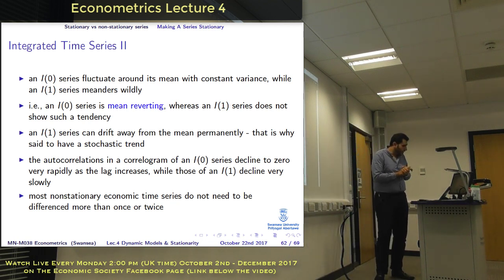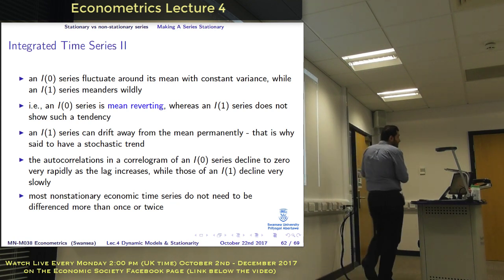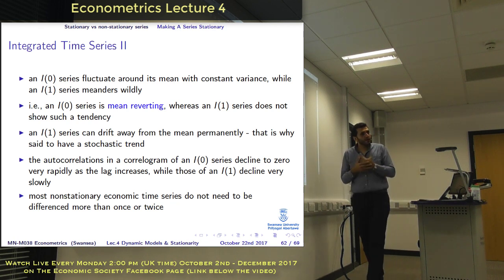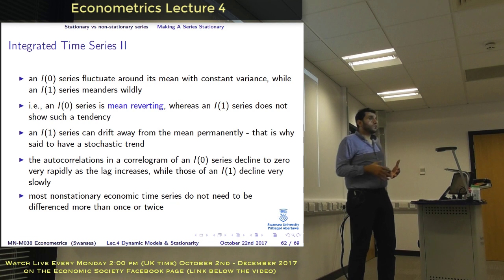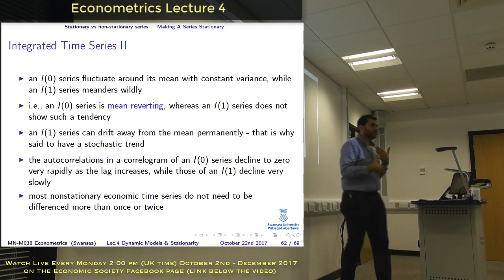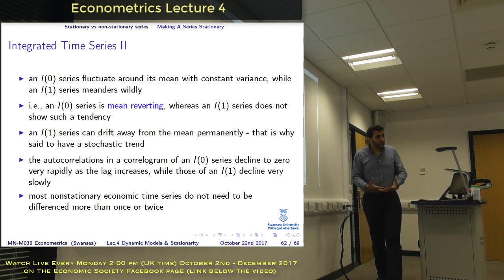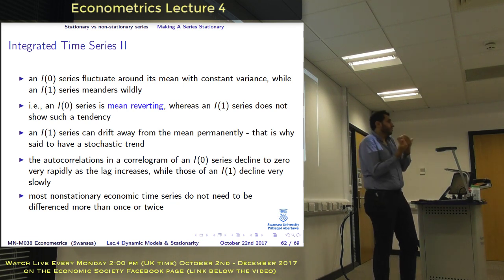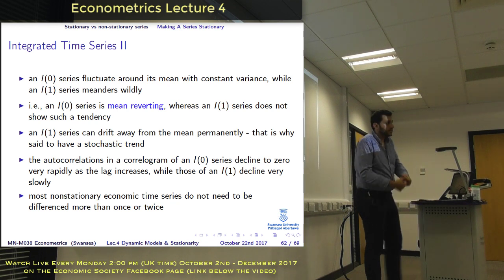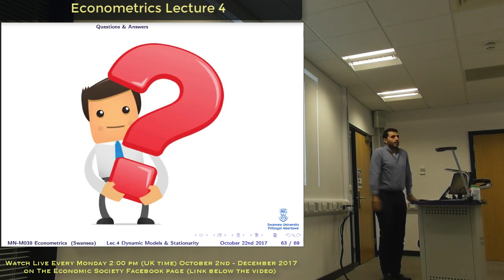Most non-stationary economic time series, and this is very important to know, don't need to be differenced more than once or twice. So in most time series you will deal with, it could be I(1) or I(2). It's very unlikely to have a series that's I(3), for example, where you need to difference three times to become stationary. Most time series you will deal with in economics will be either I(1) or I(2), meaning that they are non-stationary in level, and you need to difference either once or twice to make them stationary. Any questions?